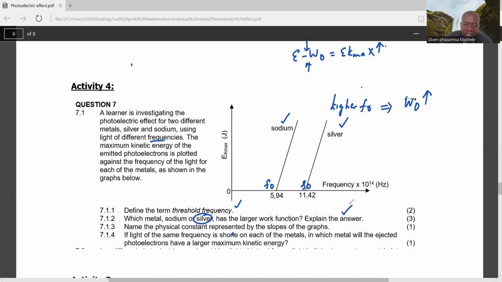If they've asked you a question, name the physical constant represented by the slope. Obviously, this is Planck's constant. So you're going to say Planck's constant.